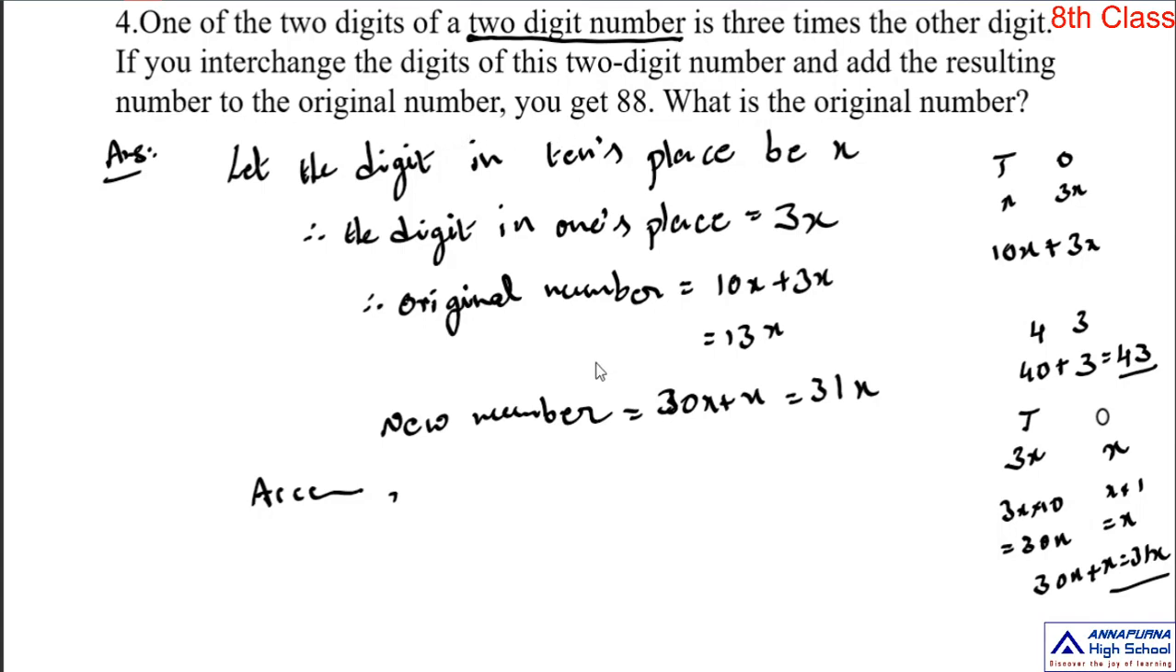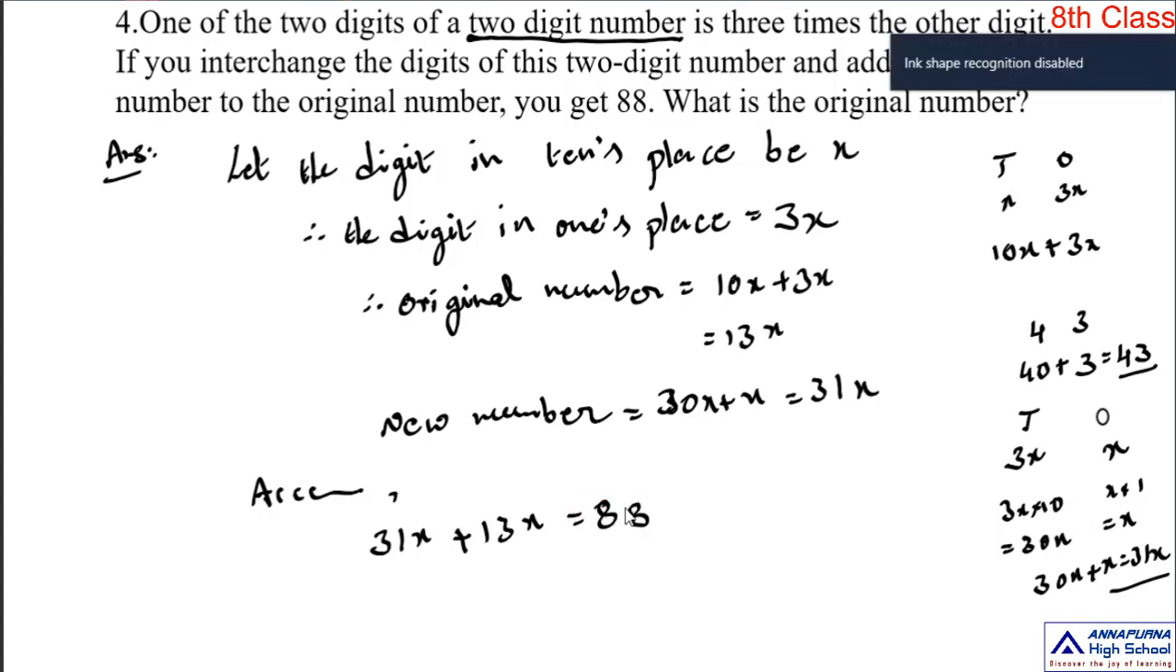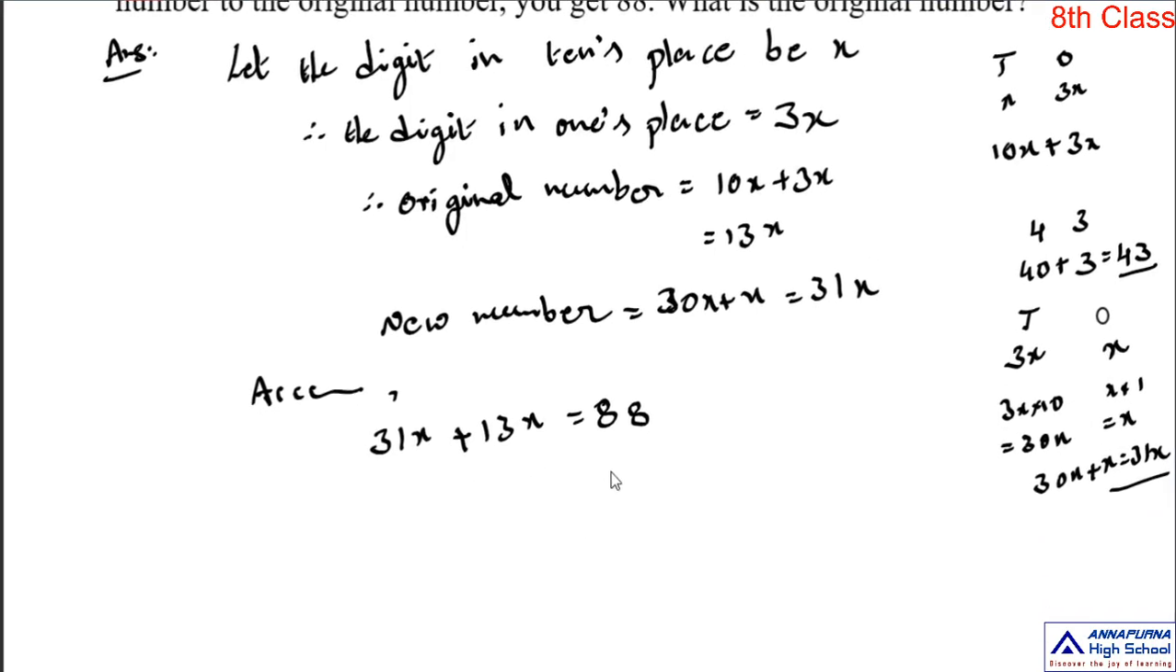So here what is the new number? What is the resulting number? Yes, 31x is the resulting number, and you add this number to the original number. Here what is the original number? 13x is the original number. So if you add that resulting number, new number, to this original number, then you get 88. So this is the required linear equation. So 31x plus 13x is equal to 88.